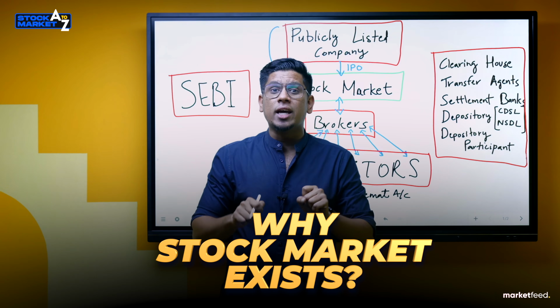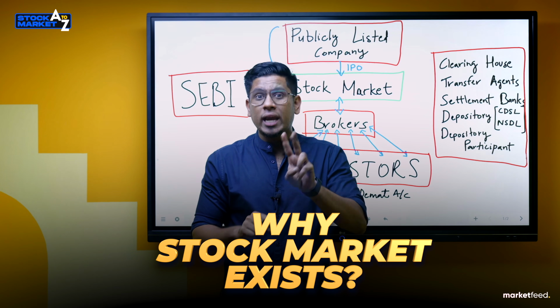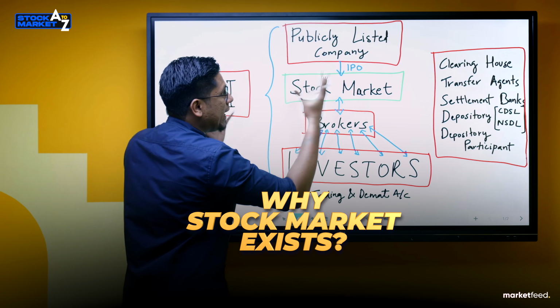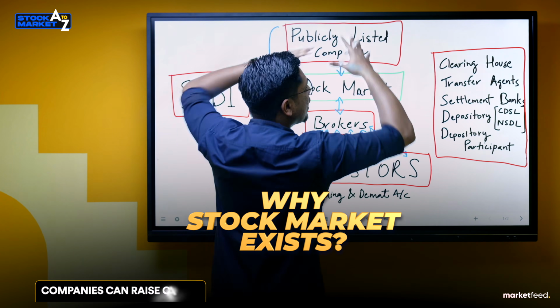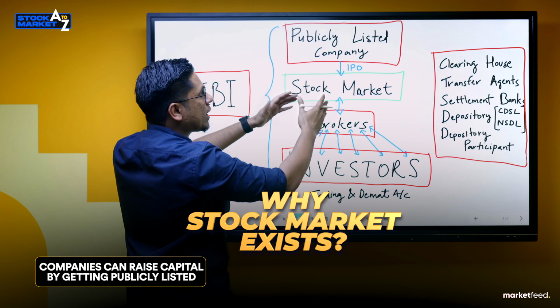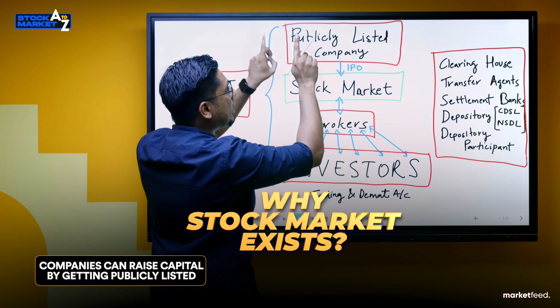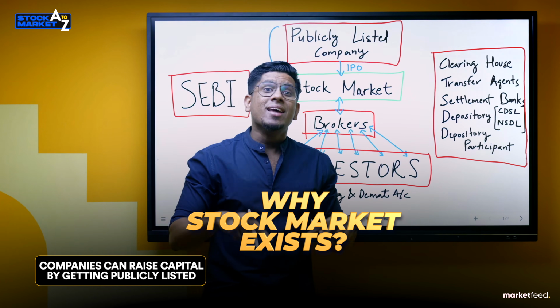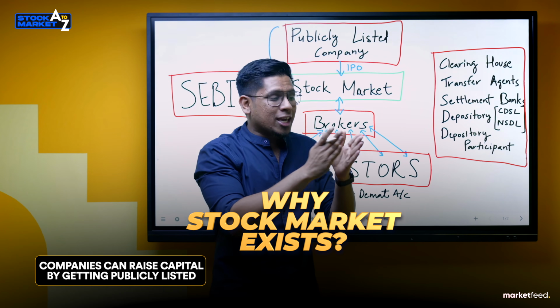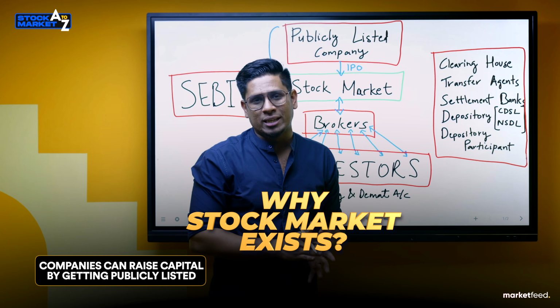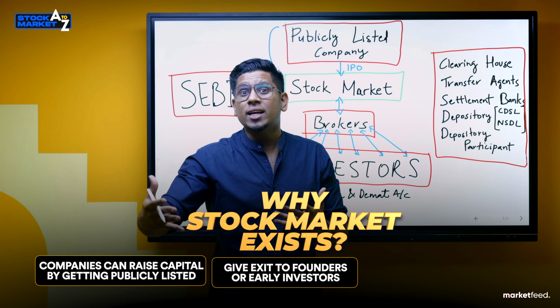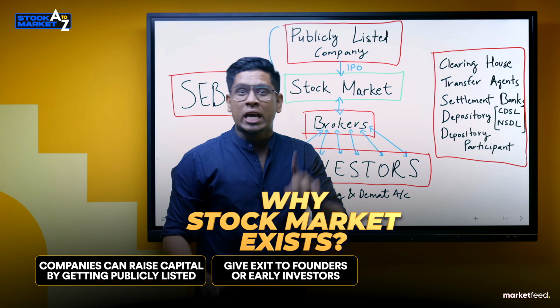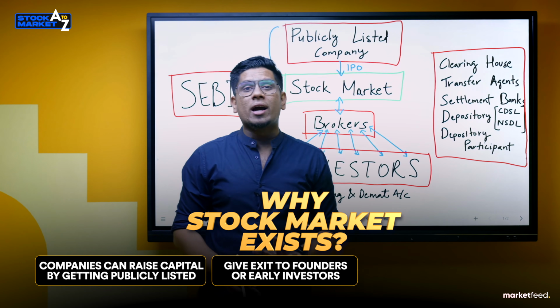Now you have the clear answer. Two answers to it, right? One is that the stock market exists so that companies in the country can come to the stock market, do an IPO, get publicly listed, and raise capital, and they can use that capital for their expansion. They can also give an exit to their early investors and founders. That is one reason why the stock market exists.